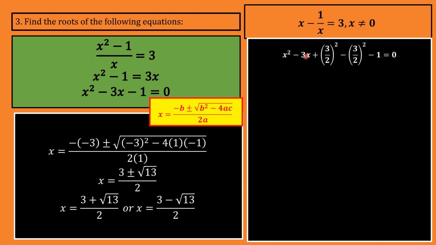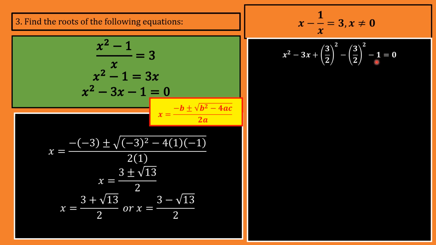First of all, see, it's already a monic equation. The coefficient of x square is 1. So first two terms as it is, x square minus 3x. Then the coefficient of x, we'll half it, 3 upon 2, square it, add it and subtract it. Okay, remember this step. After converting the equation to monic, first two terms as it is, half the coefficient of x, then square it, add it and subtract it.